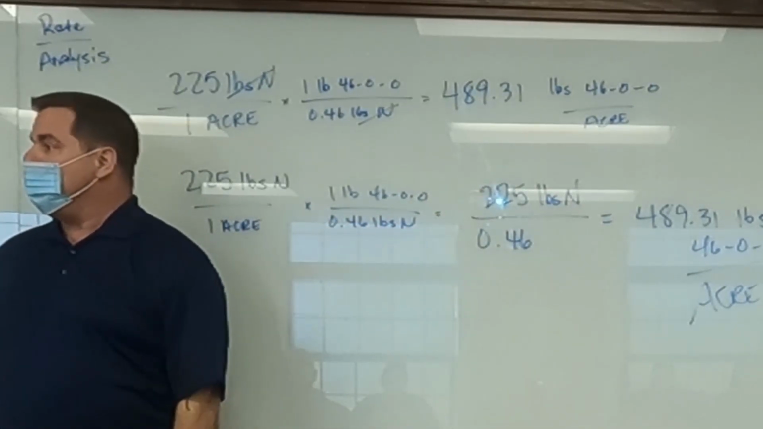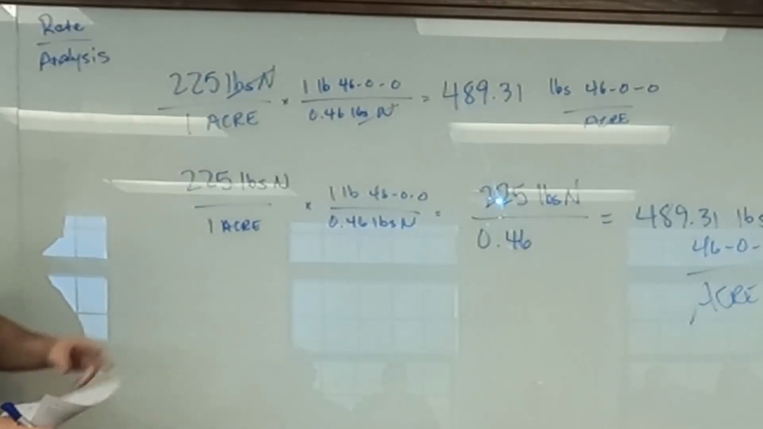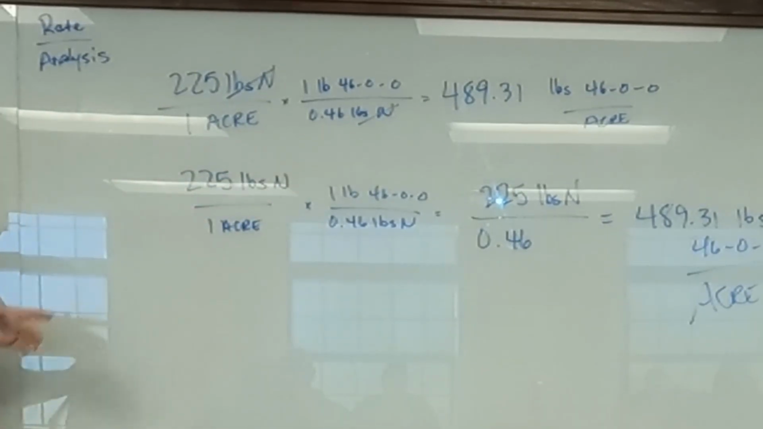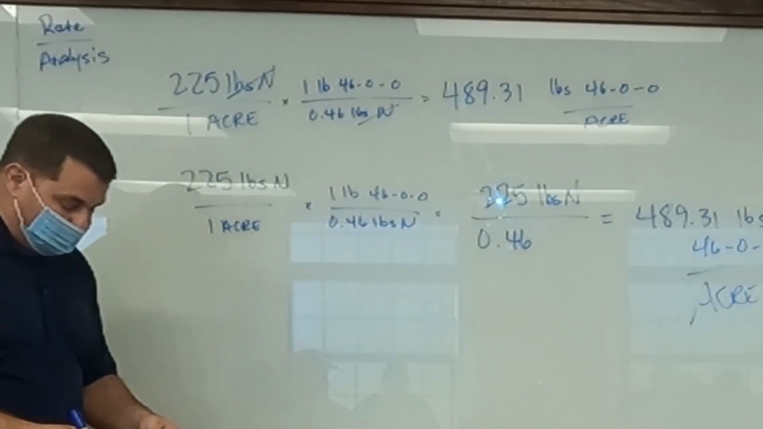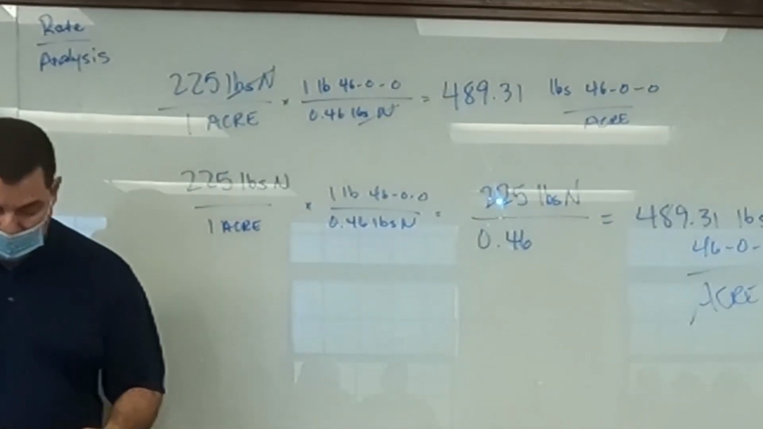Now, however you need to do that, if you are okay and understand that we got 0.46 from our guaranteed analysis, then rock on. It's rate over analysis. Every time. Almost every time. What about for number 2? Or the second problem? Probably would have helped if I ordered these.